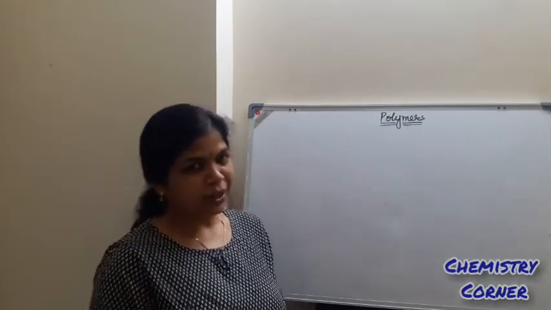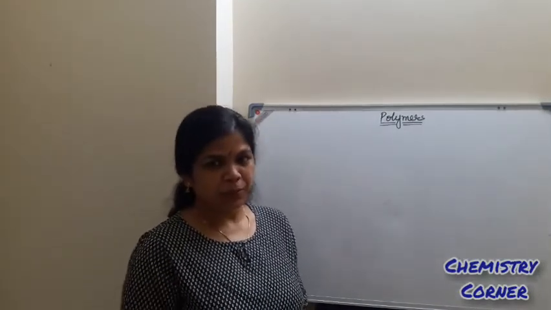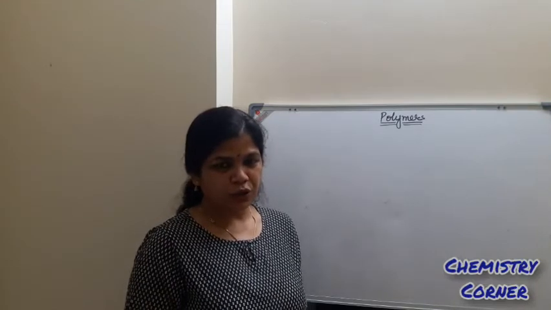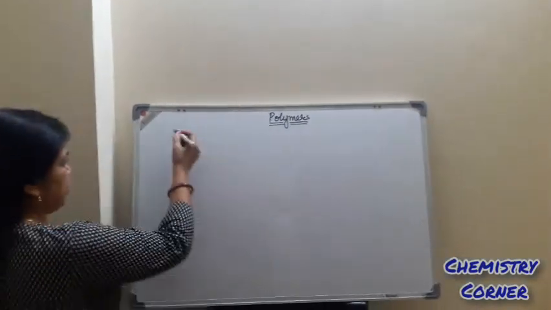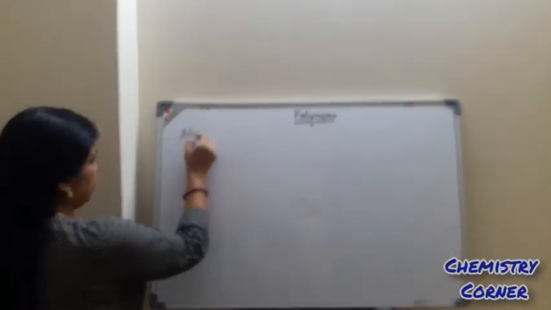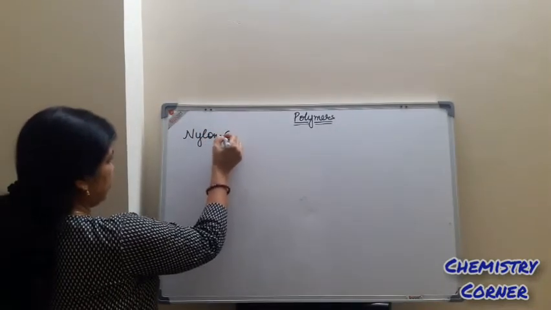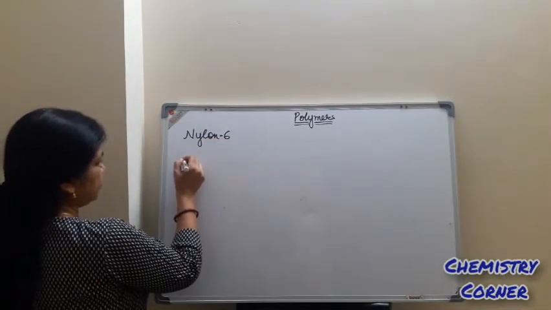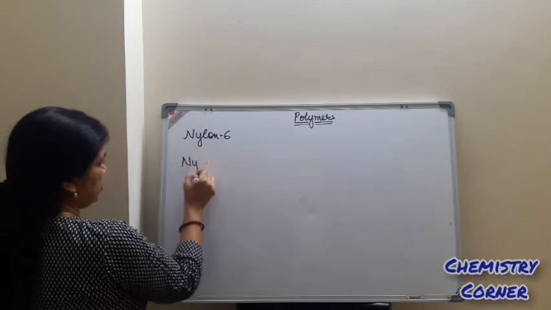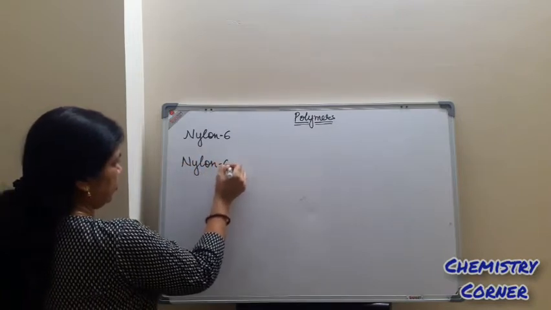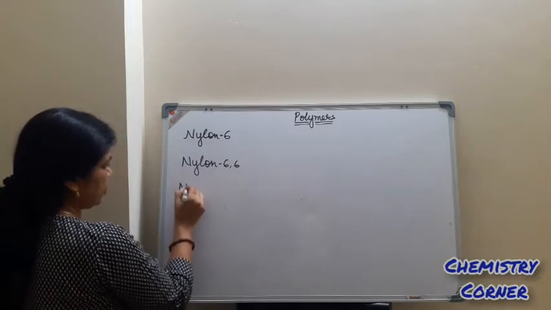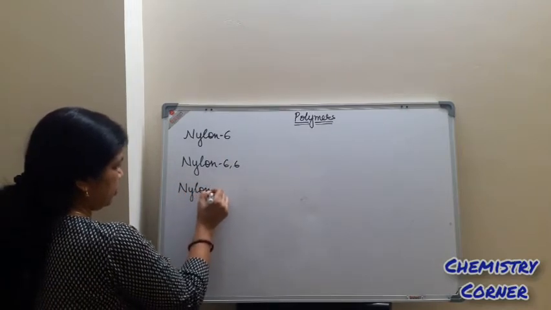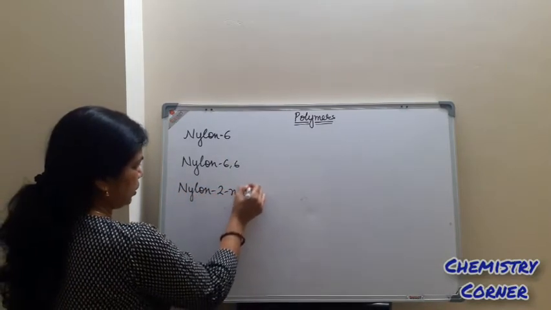हेलो स्टूडेंट्स, आज हम पढ़ेंगे अदर पॉलीमर्स। पहले पार्ट में हमने पढ़े थे कुछ स्पेशल पॉलीमर और अभी हम नायलॉन का हाईलाइट करेंगे। सो लेट्स स्टार्ट विद द नायलॉन 6, then nylon 6/6, then nylon 2, nylon 6.